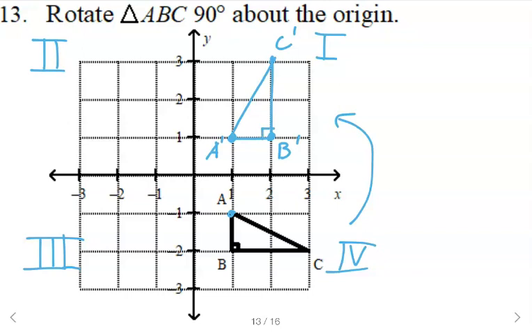It's a rigid motion, so we're going to end up with a right triangle with legs of size 1 and 2, just like we had at the beginning. If we form an angle between A, the origin, and A prime, we should be looking at a right angle. Same thing if we're looking from B to the origin and then B prime. Should be a right angle there. And same thing for C.